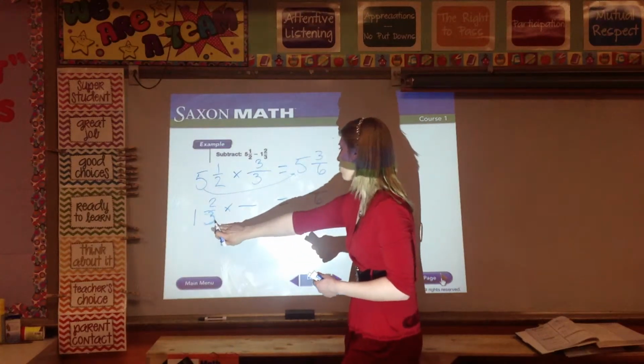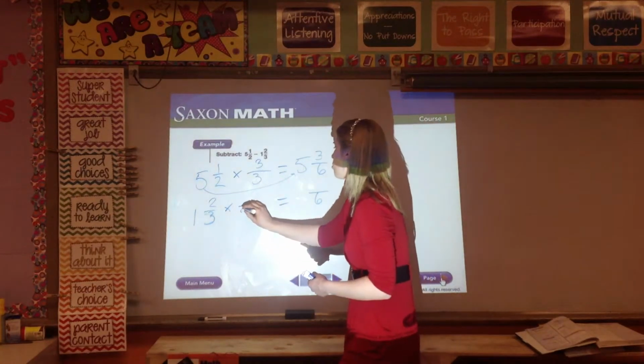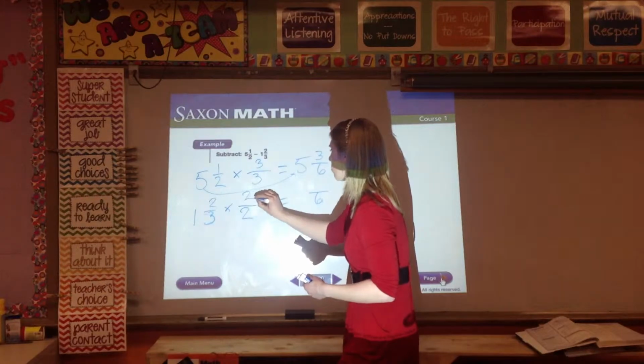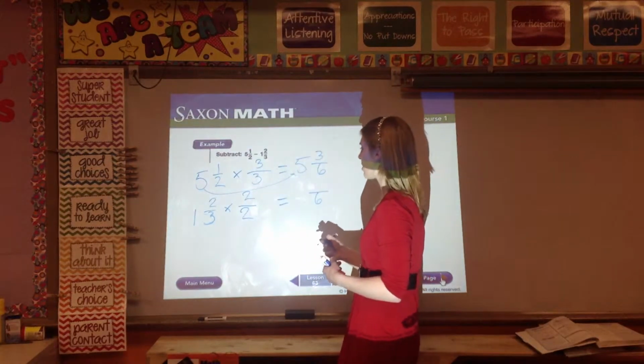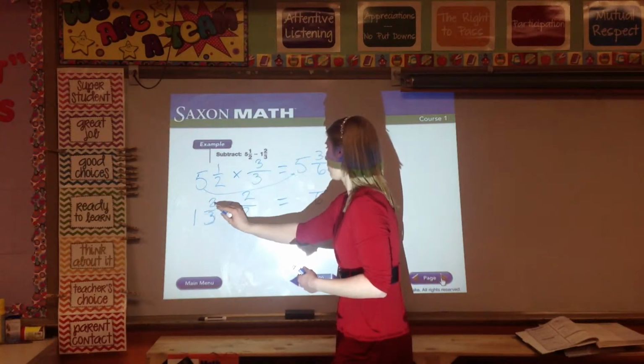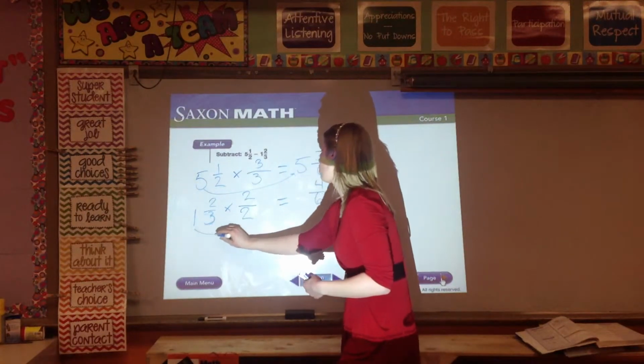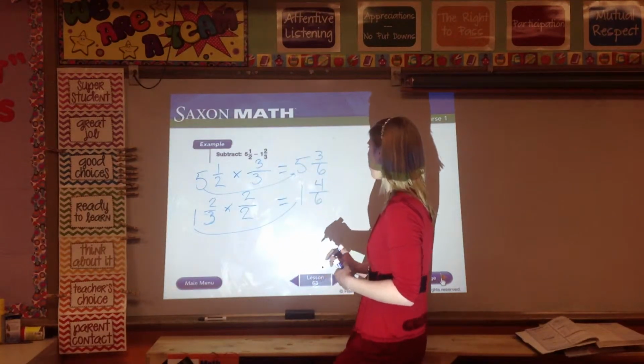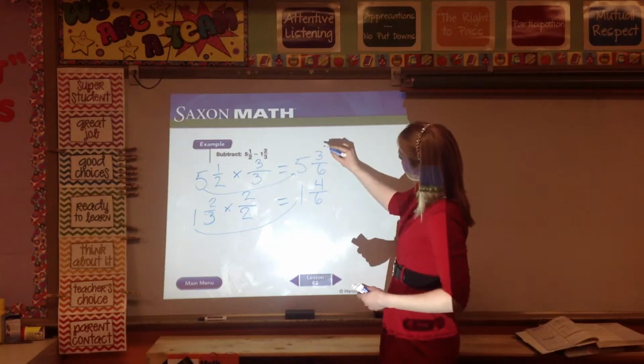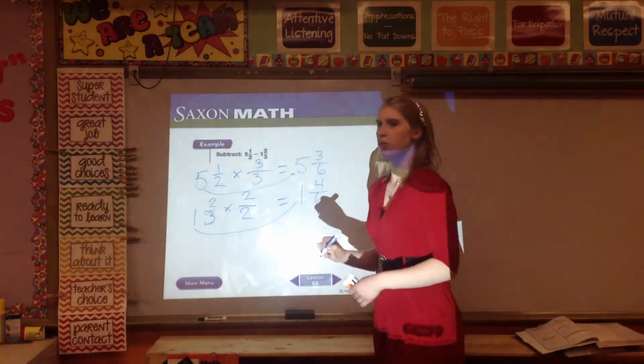And then we have 3 times what is 6? That's 2. So we change our numerator to the same thing. And then we have 2 times 2 is 4. And again, we'll move the whole number over. So now we've got 5 3/6 minus 1 4/6.